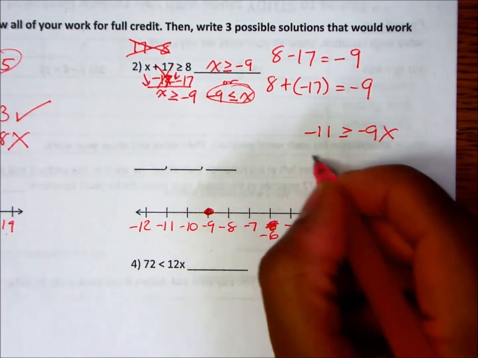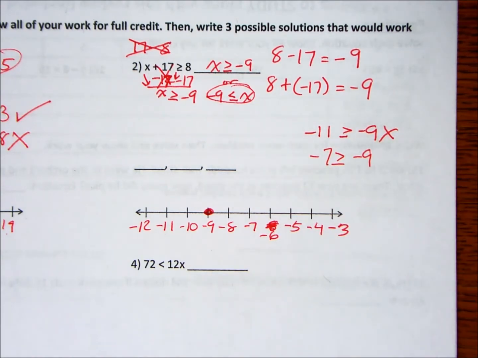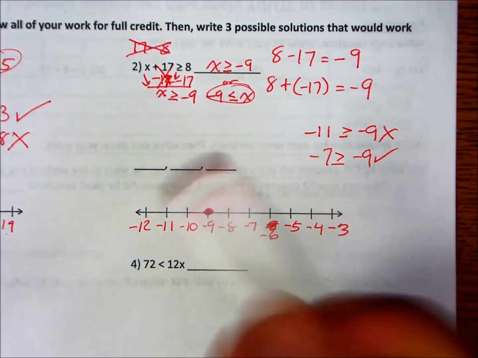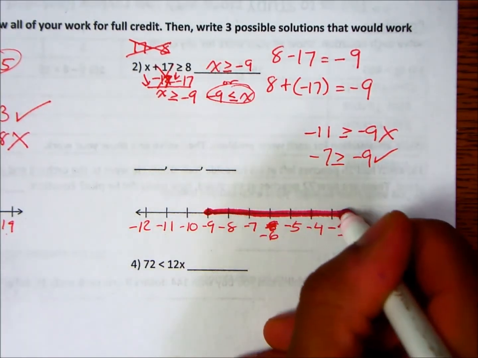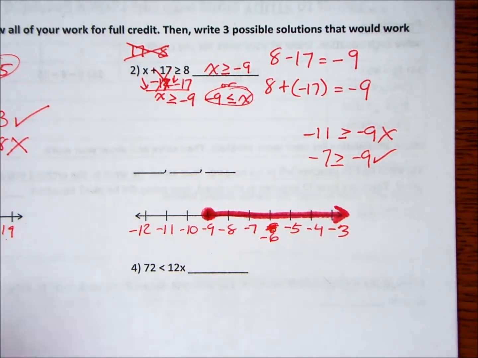Let's try something like negative 7. Is that greater than negative 9? It is. So I would shade to the right. Now, if you don't like doing that number line the way that I had it, where you put the arrow above, you could highlight or use a marker. I don't care. As long as you're showing me which side the values are true, that's what I'm looking for.